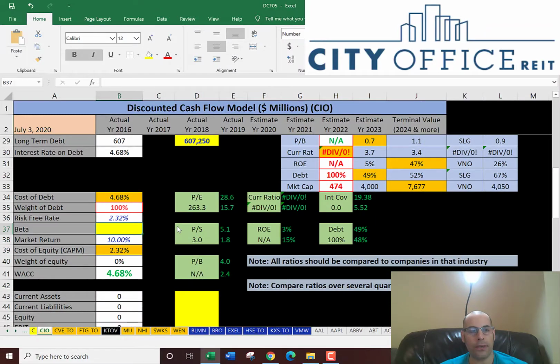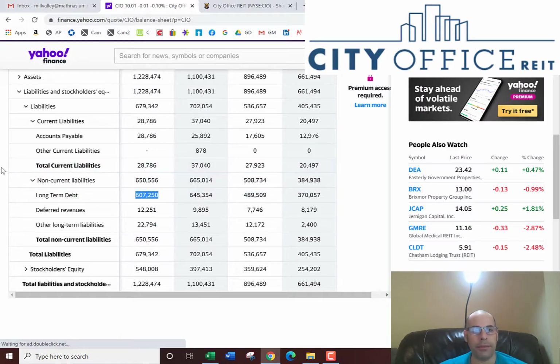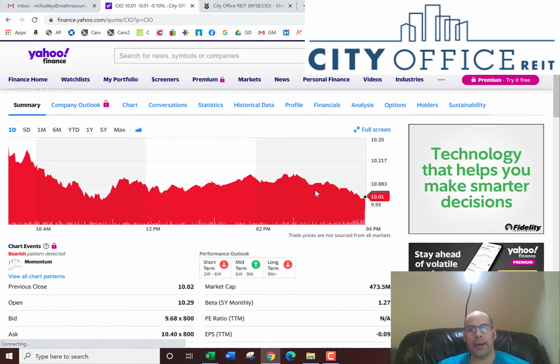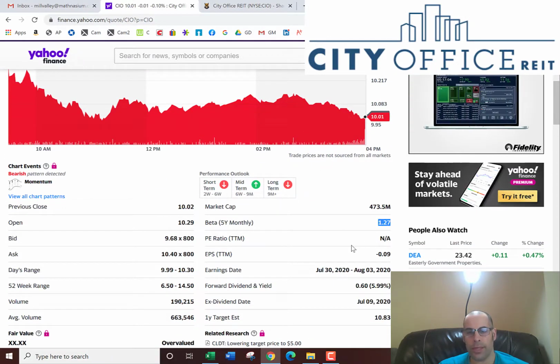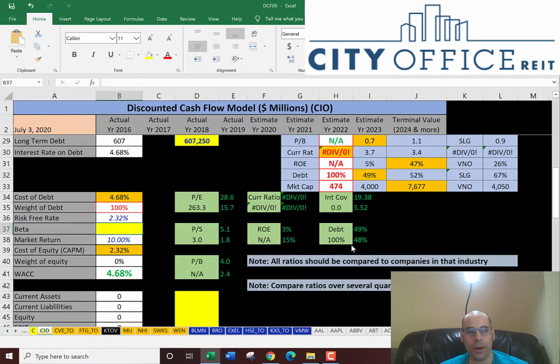Let's figure out the cost of equity. We need the company's beta for that. The beta is the volatility of the stock. And this stock has a beta of 1.27, so that means the stock moves about 1.27 times what the market moves. So if the market went up 1%, this stock should go up roughly 1.27%.